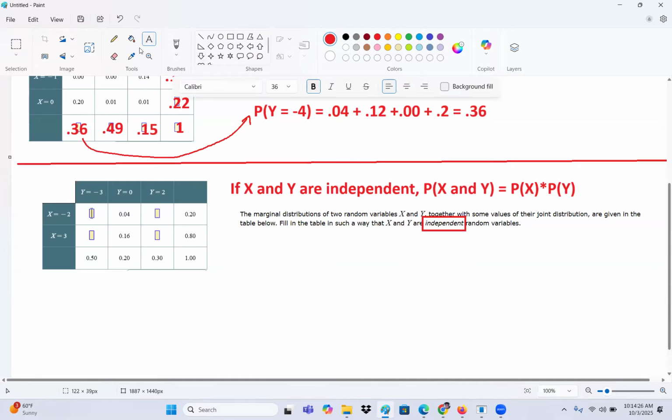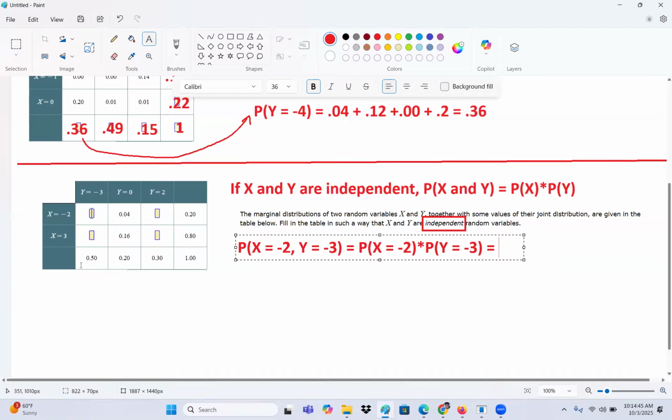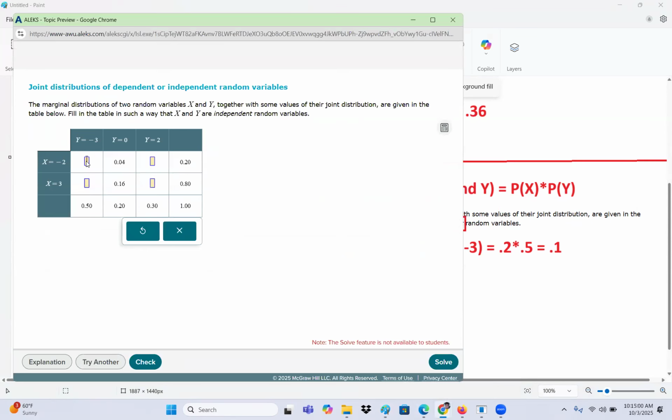In other words, we can simply multiply P of X equal to -2 and Y equal to -3. You can simply multiply P of X equal to -2 times P of Y equal to -3. We'll multiply them together. Just simply take the row times the column. So that'd be 0.2 times 0.5. You get 0.1. So yeah, this one is 0.1.